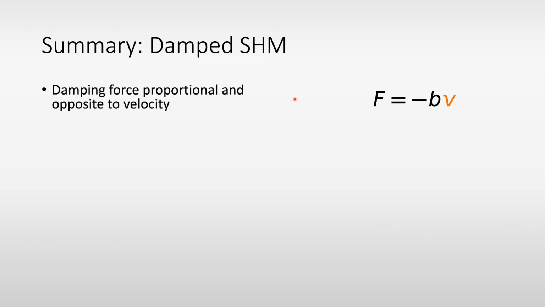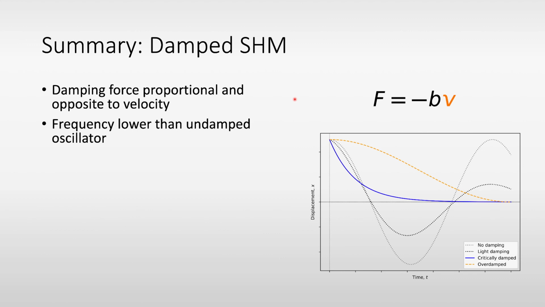So, in summary, with damped SHM, the damping force is proportional and opposite to the velocity, and the frequency is generally lower than the undamped oscillator. We see it in this graph here. We see that the dotted black line, where we have slight damping, has a very slightly longer period than the undamped oscillator in grey. The amplitude itself decays exponentially. We saw that before. We have that description of an envelope which contains the oscillation. We'll use that envelope term numerous times throughout the course, and you'll see it in signal processing and so on.